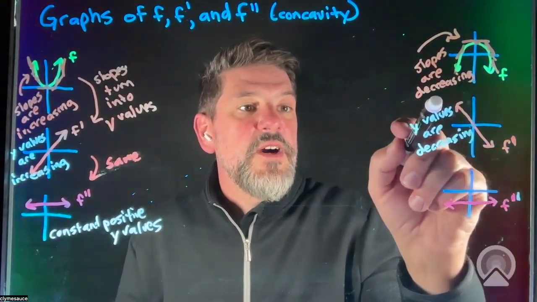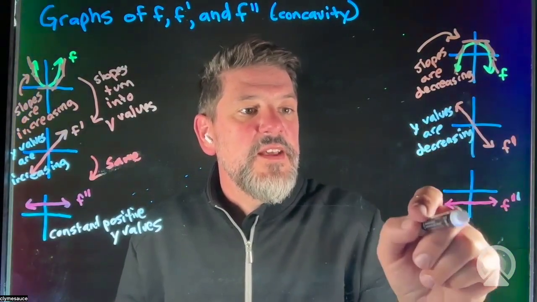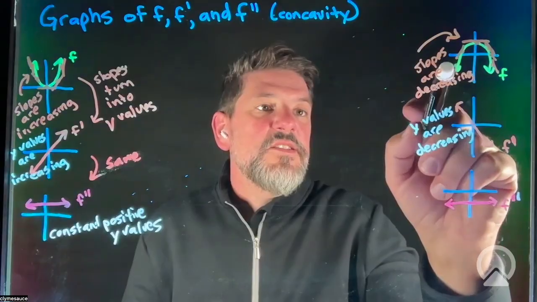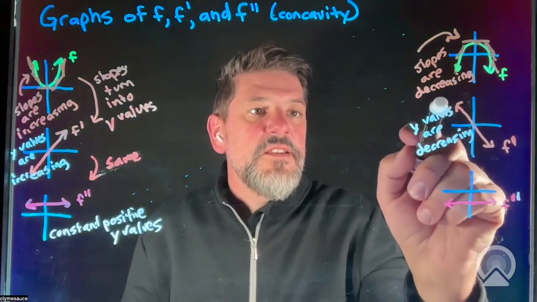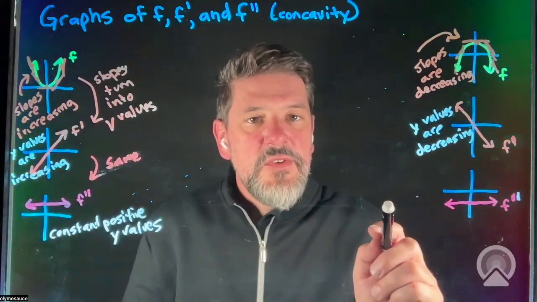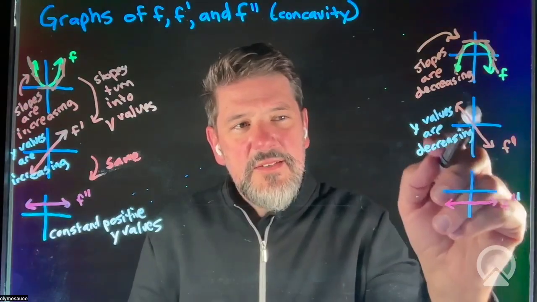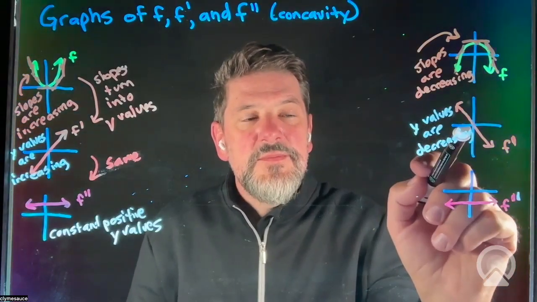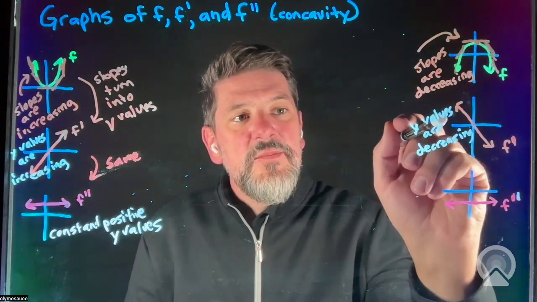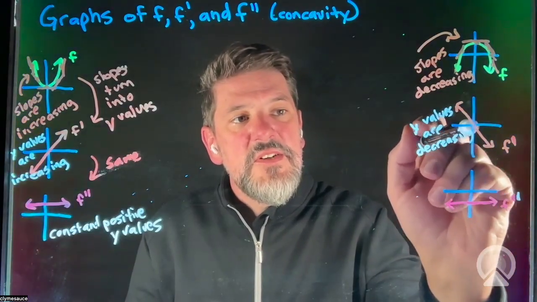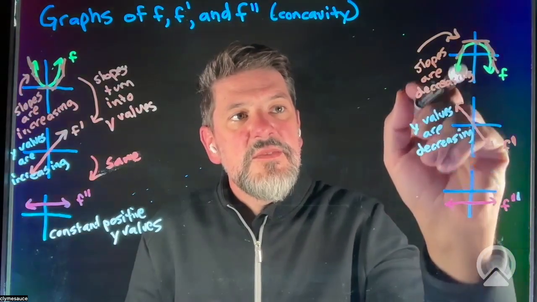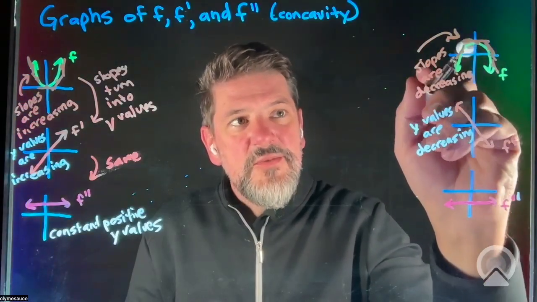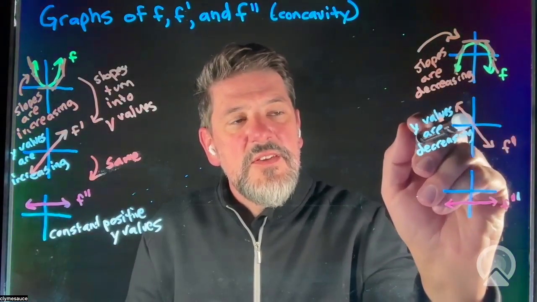All right, so the y values of this represent the slopes of that. The y values of this represent the slope of that. And so because the slopes are constantly decreasing, the y values are constantly decreasing. So again, while we may not know exactly what the graph looks like at this point, there are some properties we should know. And we should know where the y value should be 0 on the first derivative graph, because we know where the slope is 0. So if we have a graph of f, we can see where the slope is 0, and that's where the y value of this should be 0.